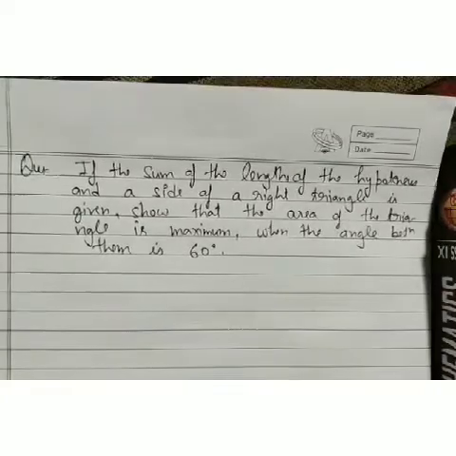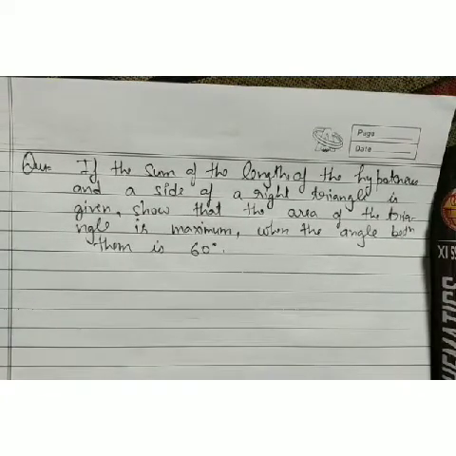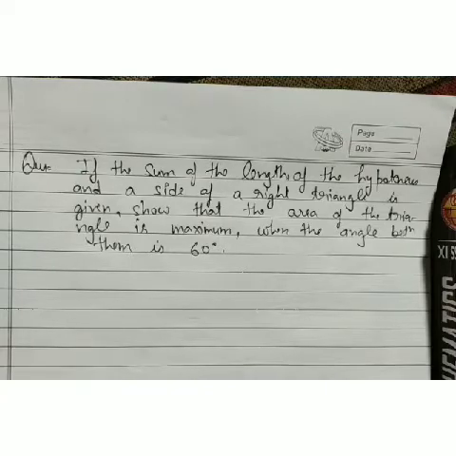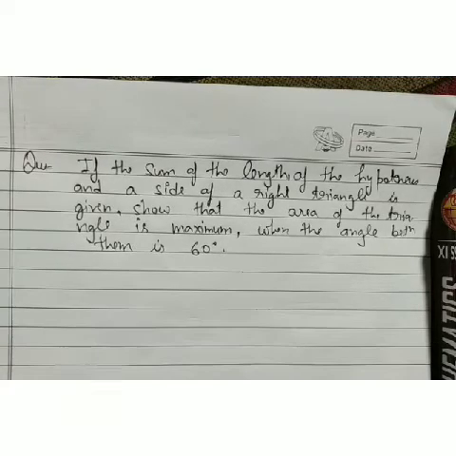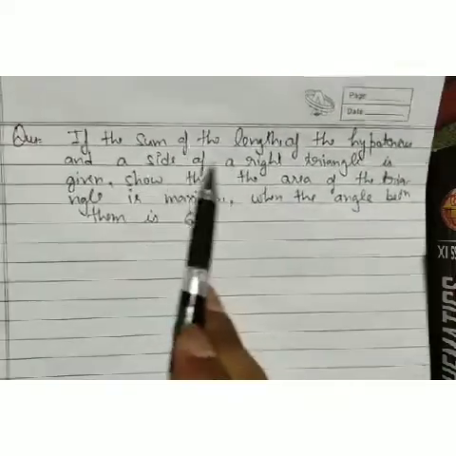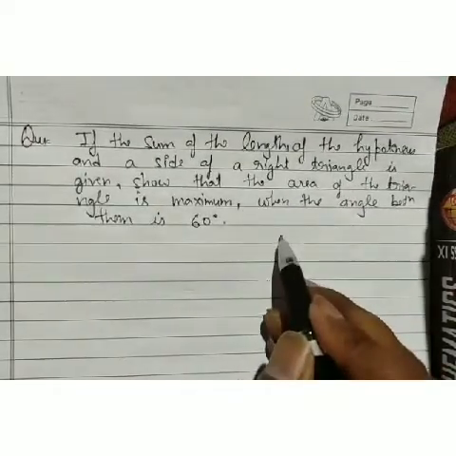What we have given there: if the sum of the length of the hypotenuse and a side of a right triangle is given, then we have to show that the area of the triangle is maximum when the angle between them is 60 degrees. To prove that, first of all, if the sum of the length of the hypotenuse and side of the triangle is given, then we first of all draw a right angle triangle.